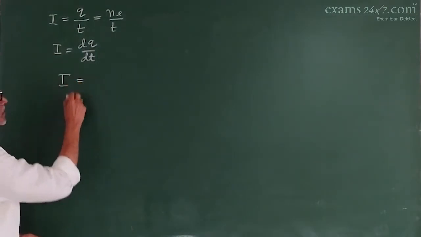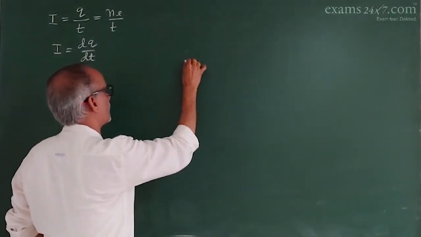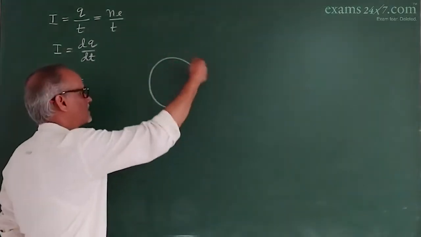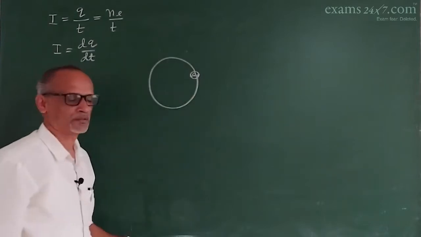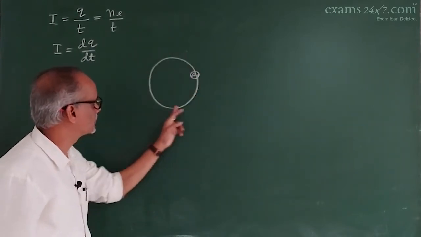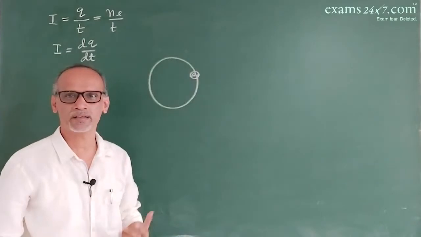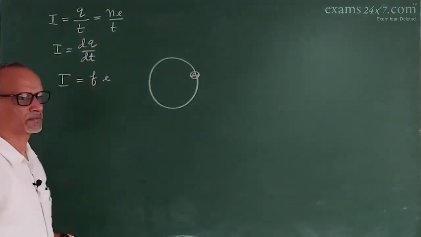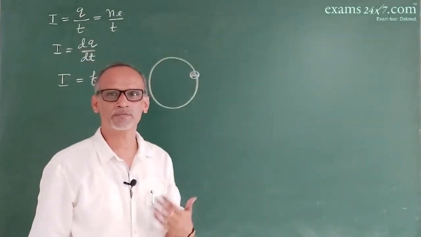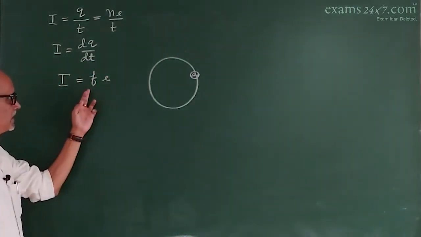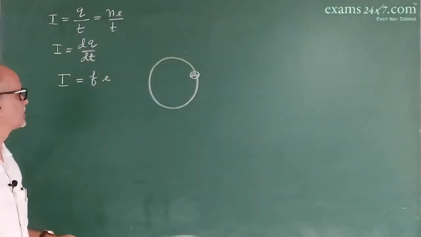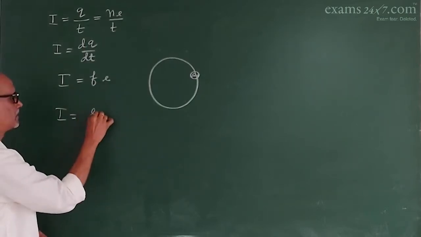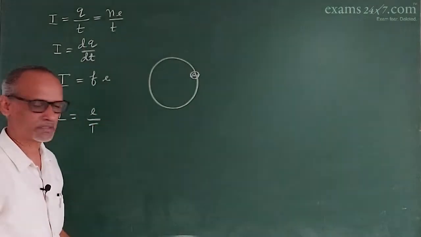Now, whenever an electron revolves in a circular orbit, and as it completes n revolutions, the electron flows through the same path, and that will result in a current, and that current is given by I is equal to f into e, where f is the frequency of revolution of the electron and e is the magnitude of the charge of the electron. We can even write that I is equal to e by T, where T is the time period of revolution.